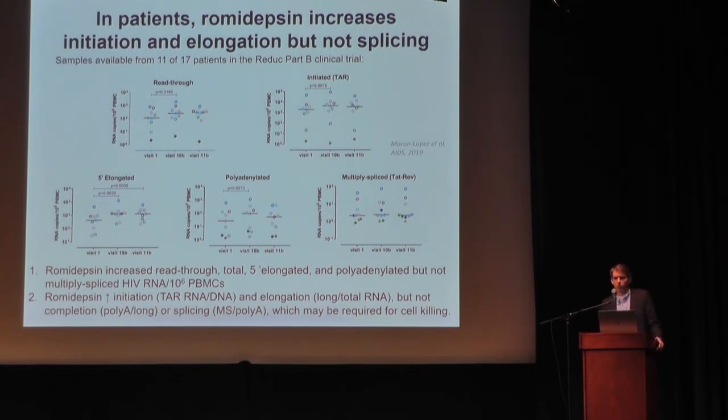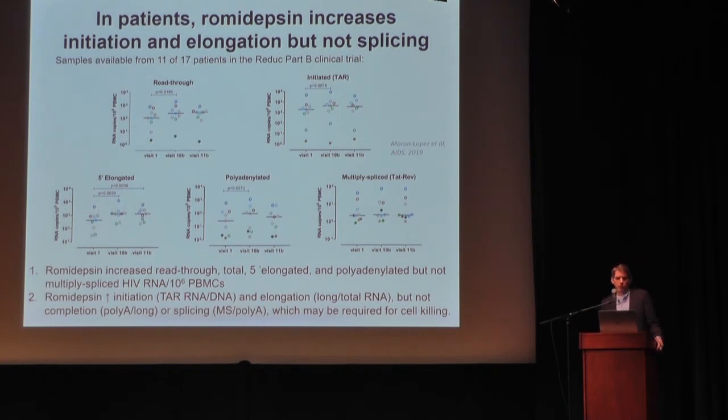And when we took a closer look, looking at ratios, what we saw is that for initiated transcripts, the absolute increase was much greater than read-through, suggesting you really are getting specific HIV transcriptional initiation. When you look at the ratio of elongated to initiated transcripts, it goes up even more, suggesting that really the main effect of romidepsin is increasing elongation. In contrast, when you look at the ratio of polyadenylated to elongated transcripts, it actually goes down, suggesting there's no specific effect on completion, and the increase in polyadenylated transcripts we're seeing just reflects more initiation and elongation. And then, as we said, we don't see any change in multiple splicing.